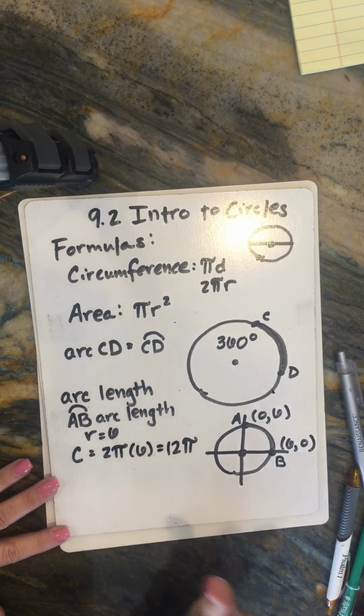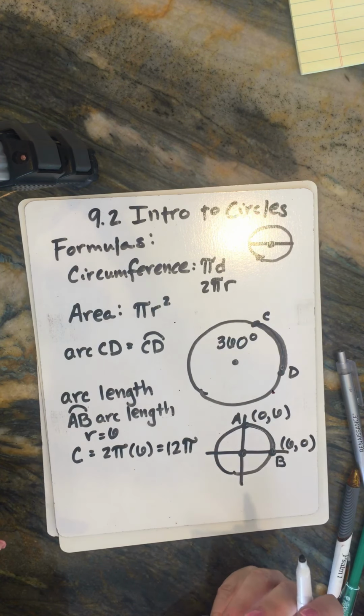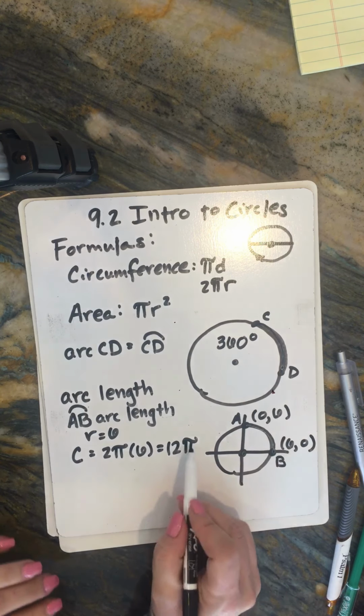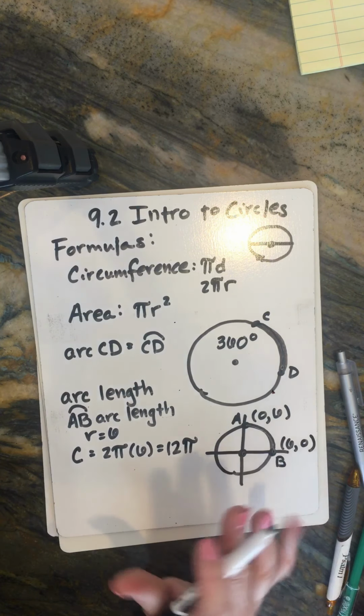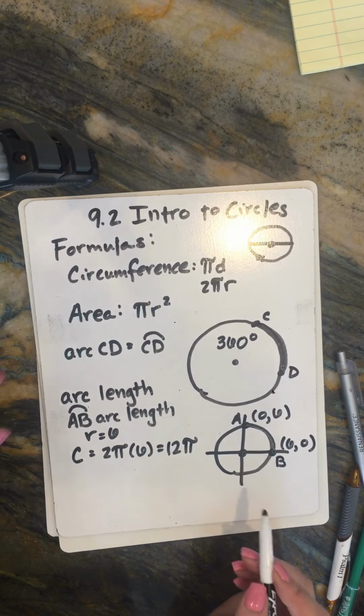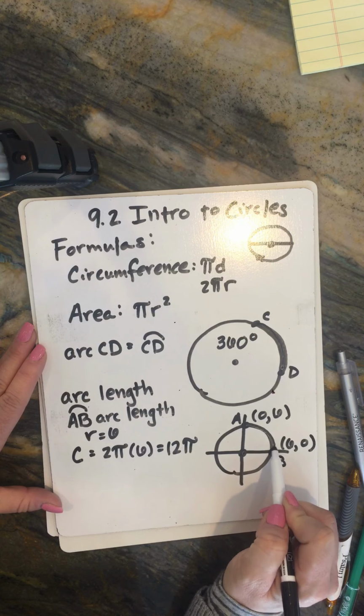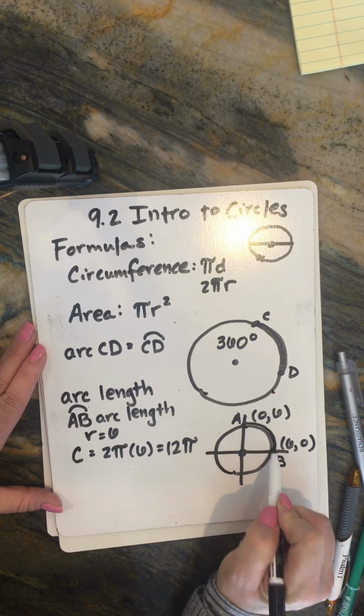Don't use 3.14 for pi. That really makes me crazy because it's imprecise. It's an estimate of pi. We'll use just the symbol pi. It makes life easier too, right? We don't have to deal with decimals and multiplication with decimals. All right, so 12 pi is the entire circumference, but we just want this part from A to B.